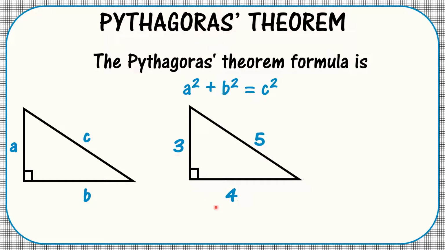We have 3, 4 and 5. So we are saying that 3 squared plus 4 squared is equal to 5 squared. Let's work this out. 3 squared is equal to 9. 4 squared is equal to 16. 5 squared is equal to 25. So 3 squared plus 4 squared equals 5 squared. So 9 plus 16 equals 25.